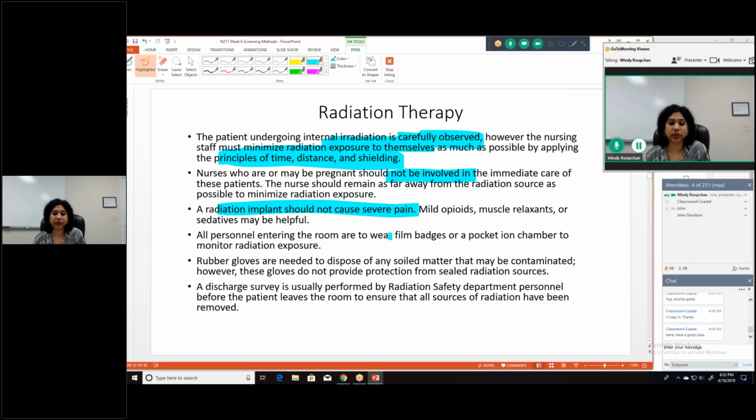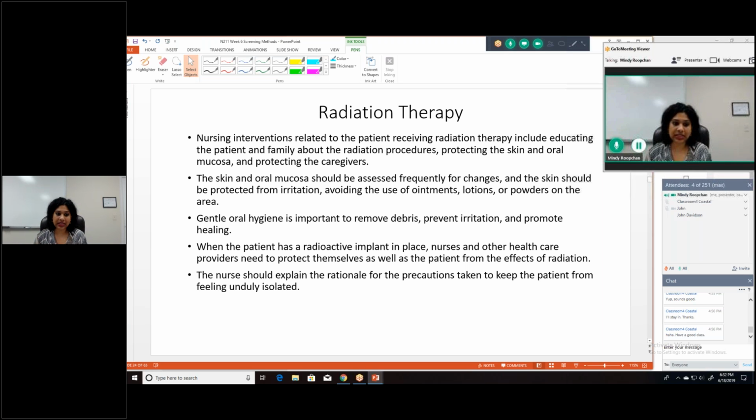Personnel that are coming in have to wear a film badge or a pocket ion chamber to monitor the radiation exposure. Rubber gloves are needed to dispose of any soiled matter that may be contaminated, but these gloves do not provide protection from sealed radiation sources. So just important things to know.